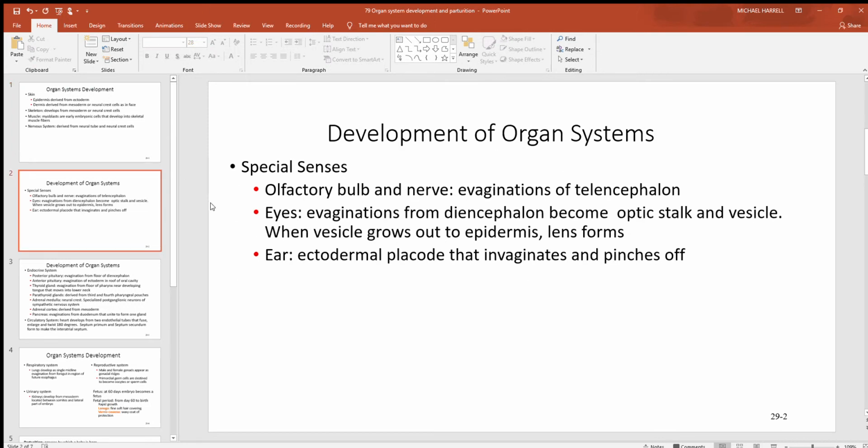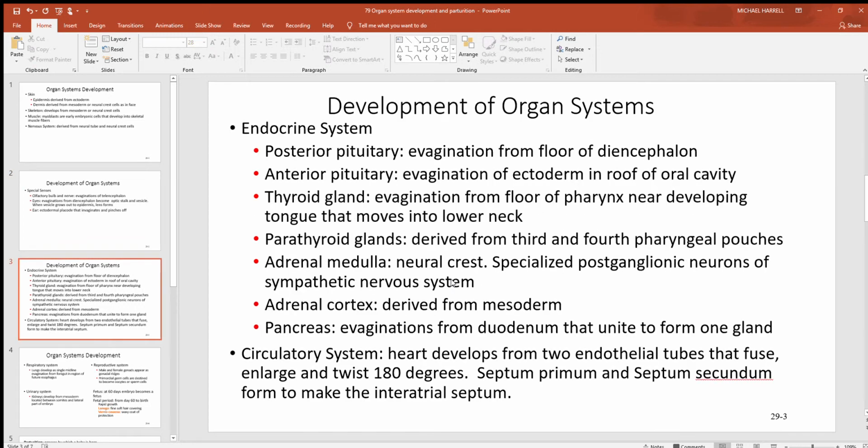Looking at some of the other organ systems, look at special senses like the olfactory bulb and nerve. This will develop from the telencephalon, part of the embryonic brain. The eyes from the diencephalon, and the ears from the ectodermal placodes. Just pinch off from these regions.